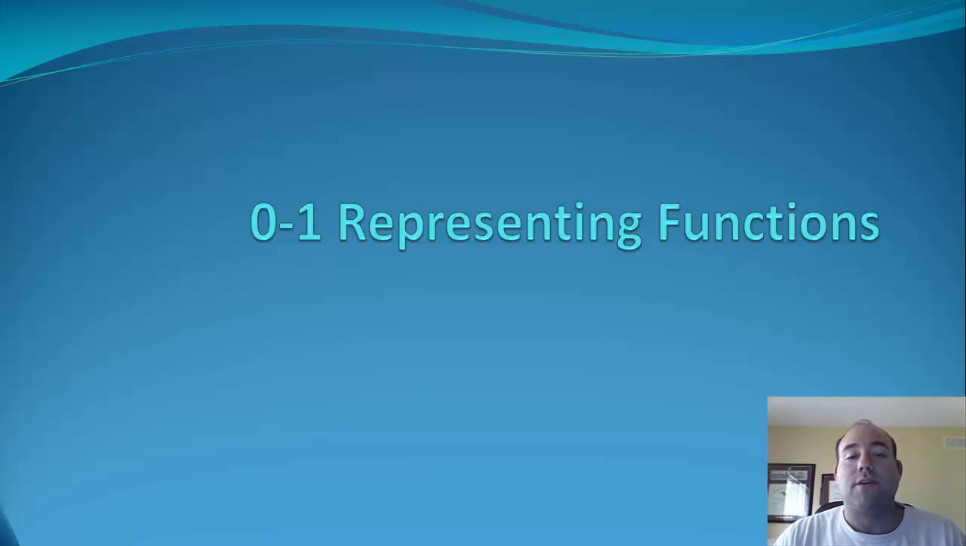Welcome, this is section 01, and we're going to talk about representing functions. This is a lot of review of some things that you saw in Algebra 1, mostly some terminology as it relates to functions and these things called relations.